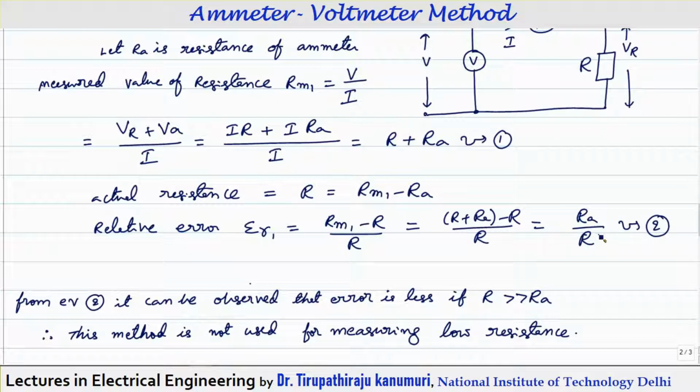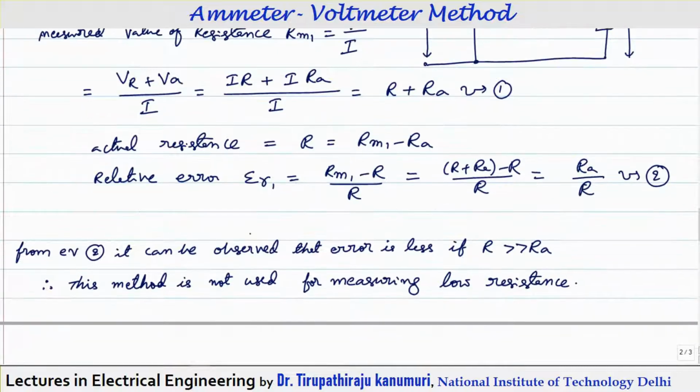So if you want to decrease the error, when will the error be decreased? Either the value of ammeter resistance should be negligible or 0, then the error will be 0, or the value of the resistance to be measured is greater than the ammeter resistance. That means if the value of R is greater than Ra, then only the relative error will decrease. So from equation number 2, the error is less if the resistance to be measured is far greater than the resistance of your ammeter.